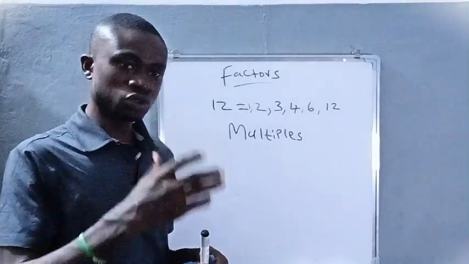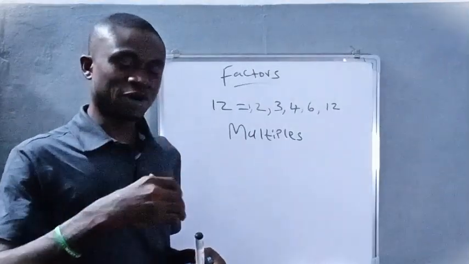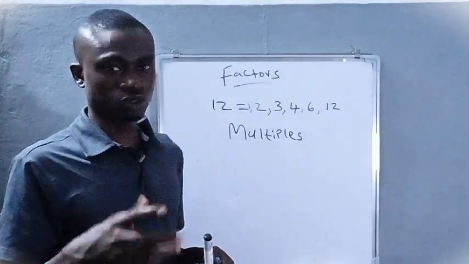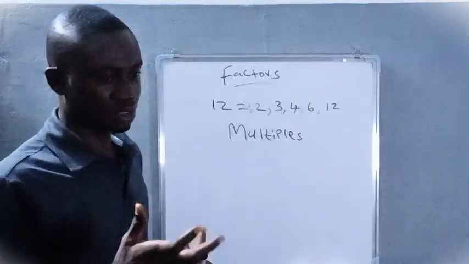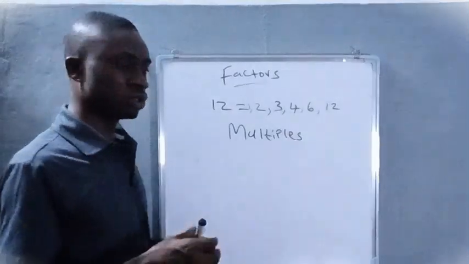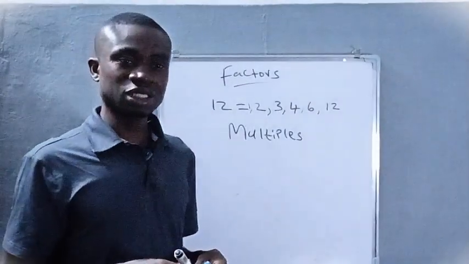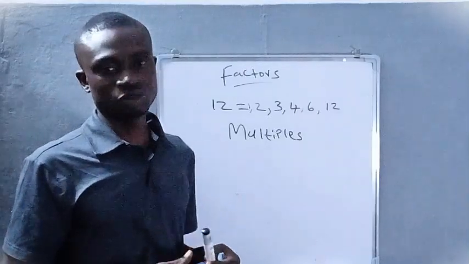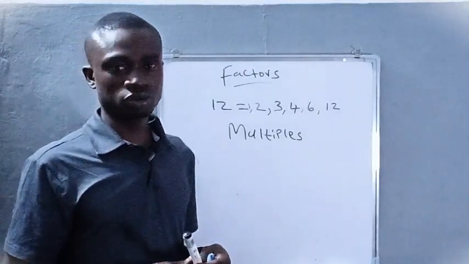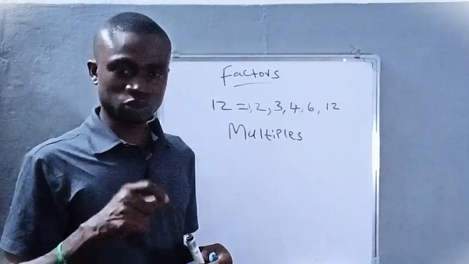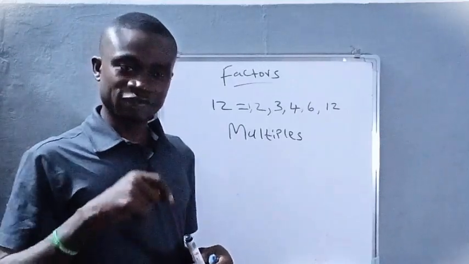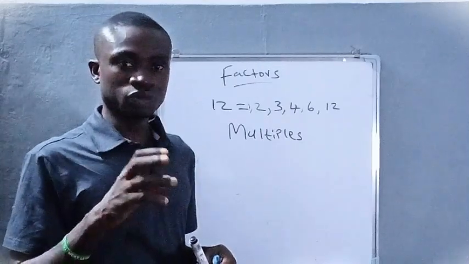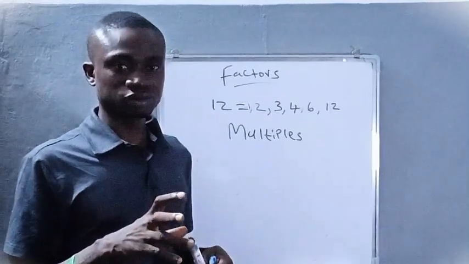So if you don't know what a factor is, if you don't know what a factor is different from multiples, you will miss it when it comes to calculating these things. So a multiple is gotten by multiplying a particular number by a whole number. That is a multiple. Do you get it? In multiples, you are multiplying a particular number by a whole number. In factors, you are dividing a number by another number without remainder.